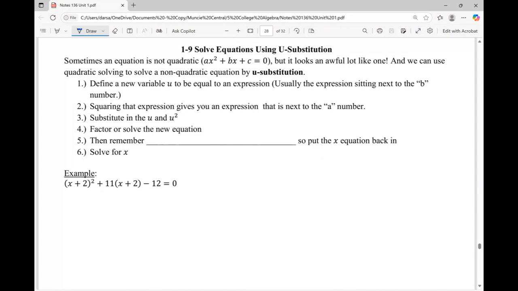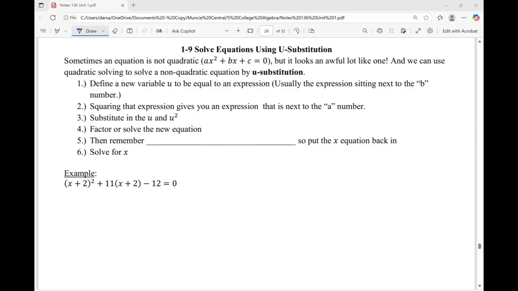Solving equations using U-substitution is a very, very important topic in pre-calculus because it sets us up for one of the big topics in calculus. This can also be known as solving quadratic-like equations. So we can kind of see what the steps are going to be here to solve by U-substitution. But I want to start by doing an example of why we do this.